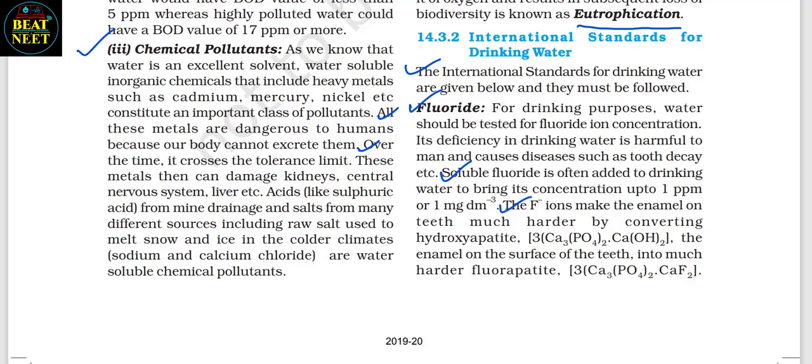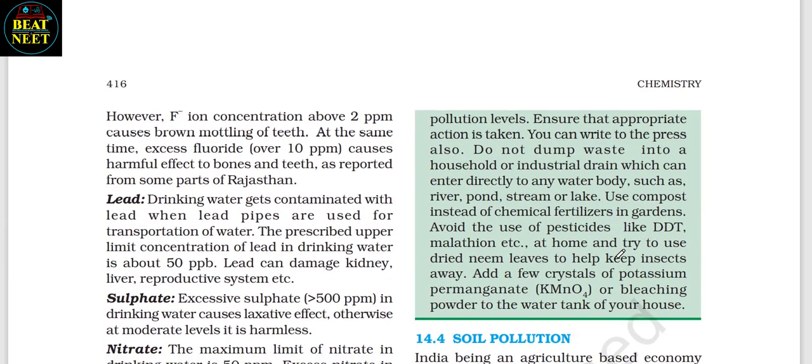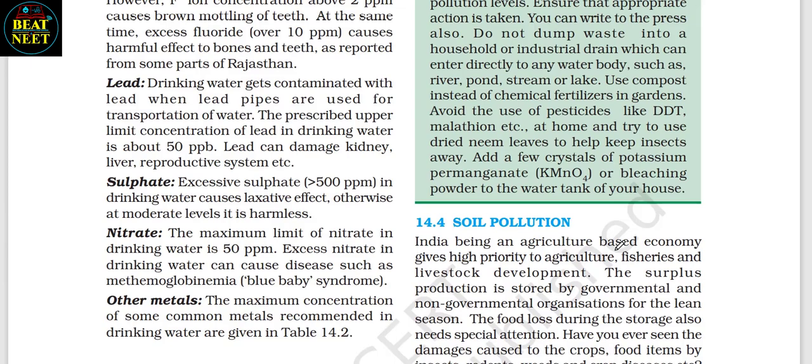The fluoride ions make the enamel on the teeth much harder by converting hydroxyapatite, that is 3Ca3(PO4)2·Ca(OH)2, on the surface of the teeth into much harder fluoroapatite, that is 3Ca3(PO4)2·CaF2. However, fluoride ion concentration above 2 ppm causes brown mottling of teeth. At the same time, excess fluoride over 10 ppm causes harmful effects to bones and teeth, as reported from some parts of Rajasthan.